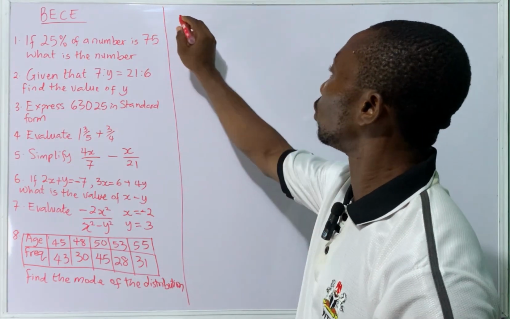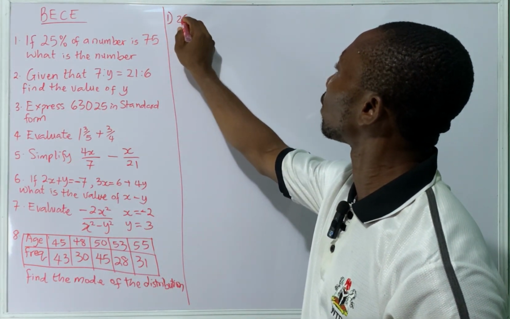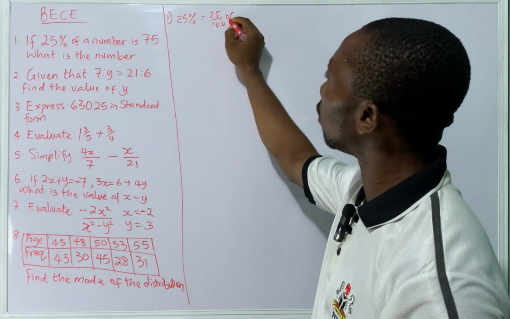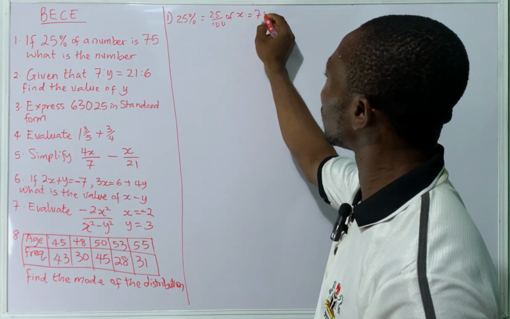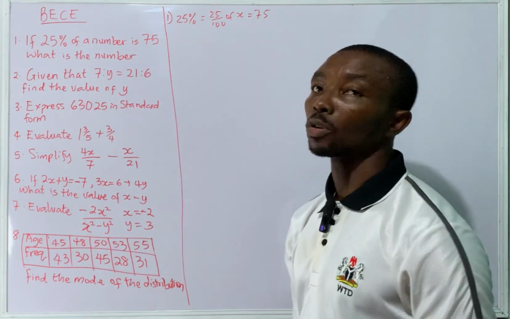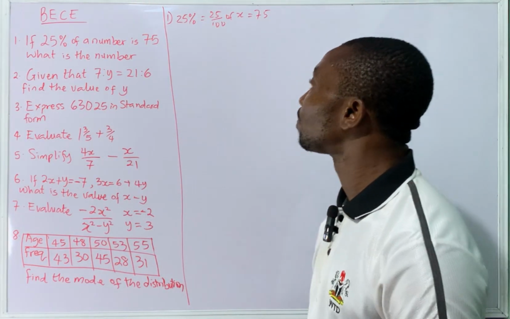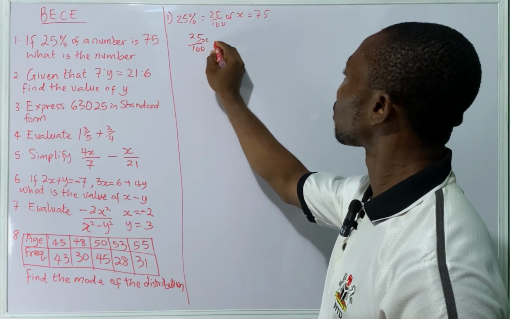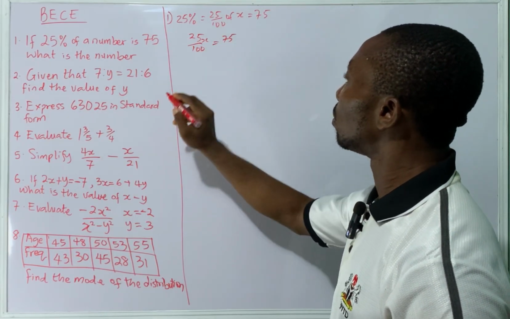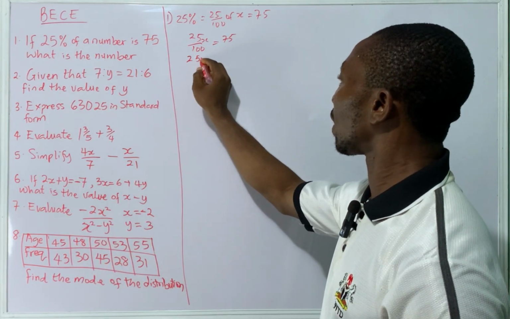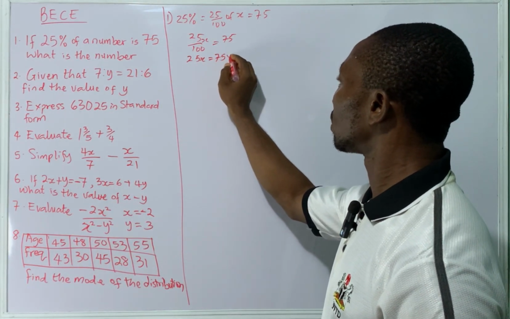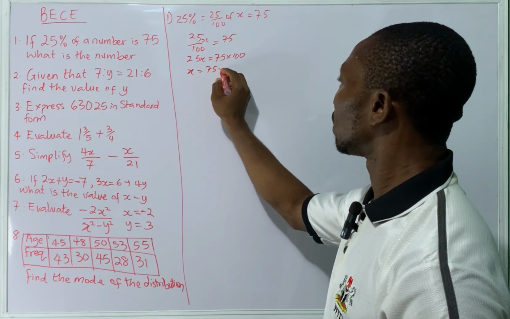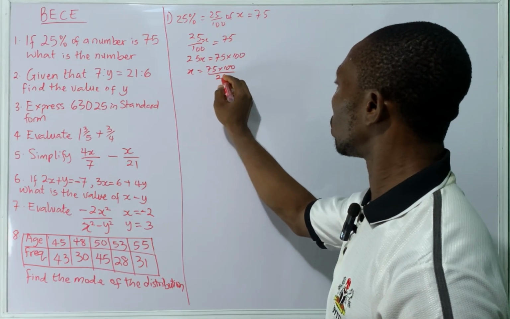Okay, so for question 1, we know that 25% is 25 over 100 of x equals 75. That's the interpretation of that statement. So here we have 25x over 100 equals 75. So we can cross multiply. That gives us 25x equals 75 times 100. So x will give us 75 times 100 over 25.